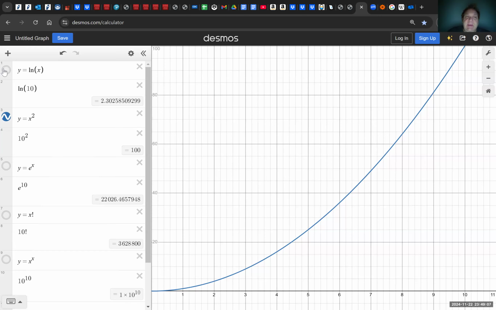Let me add back in the natural log graph. And you can see, remember, the natural log graph goes to infinity, but it does so much slower than this just basic x squared graph, right? So the x squared graph kind of just goes off almost like the log graph isn't doing much at all. That's how much bigger just a regular polynomial like x squared is compared to a log graph.